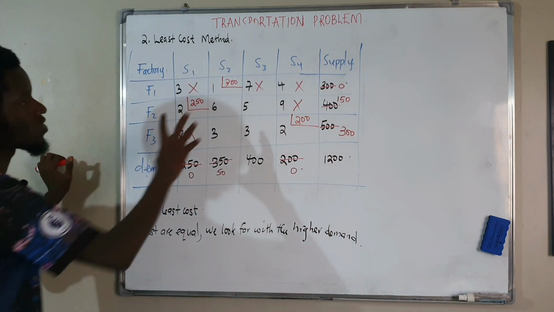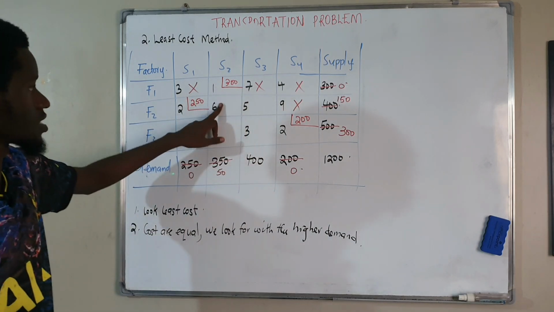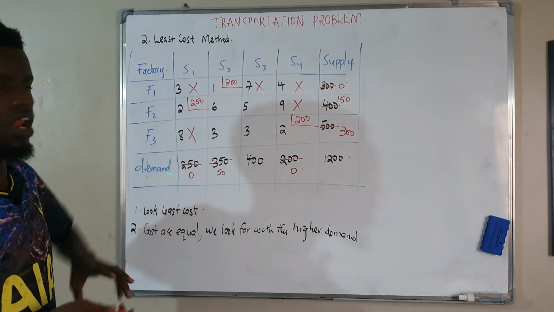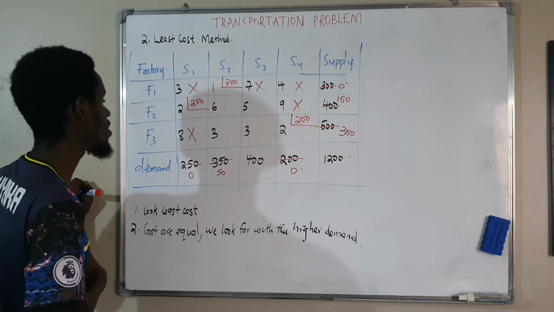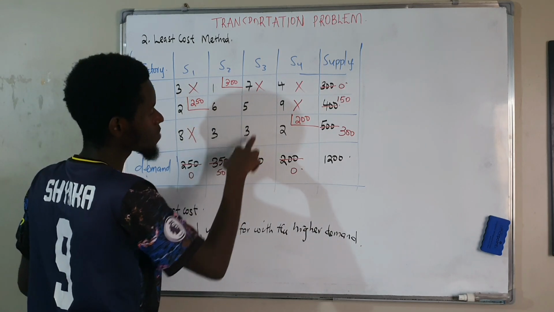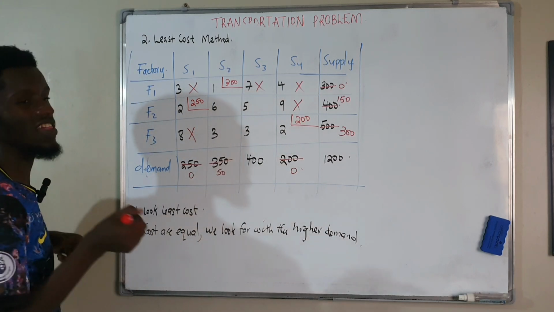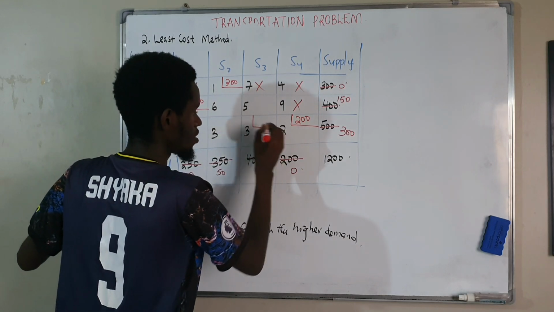Now we are left with only these values here. We have 6, 5, 3, 3. Now the least cost is 3, but 3 appears twice. Now what should I do there? Now I go with the cost with the highest demand. This 3 has a demand of 400, and this 3 has a demand of 500. Therefore, I should go first with the one with the demand of 400.